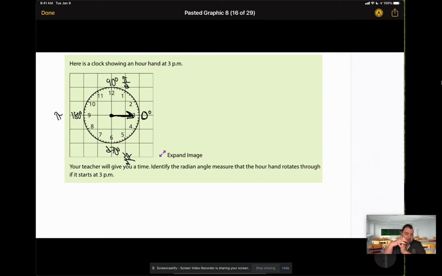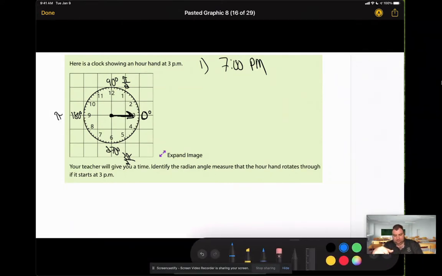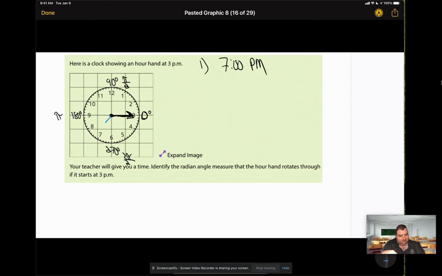So I'm just going to make up some examples here because it says your teacher will give you a time. For our first example, we are going to do 7 o'clock p.m. At 7 o'clock p.m., the hour hand is obviously going to be pointed towards the 7, and what we want to figure out is how much is this angle right here. So let's take a look.